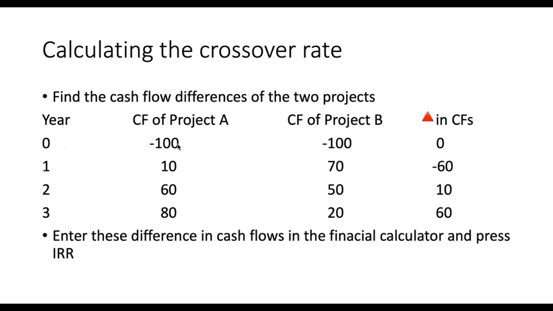So you subtract -100 from -100 for year zero. So for year zero, the change in cash flows is zero. For year one, you subtract 10 minus 70, and the change in cash flows is -60. For year two, we do 60 minus 50, and the change in cash flow is 10. Same for year three, we subtract 20 from 80, and we get positive 60. We enter these cash flows in the financial calculator and press IRR to find the crossover rate.